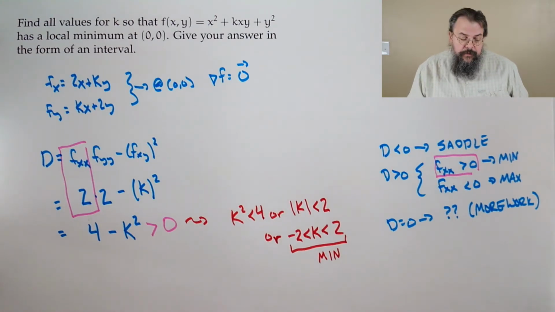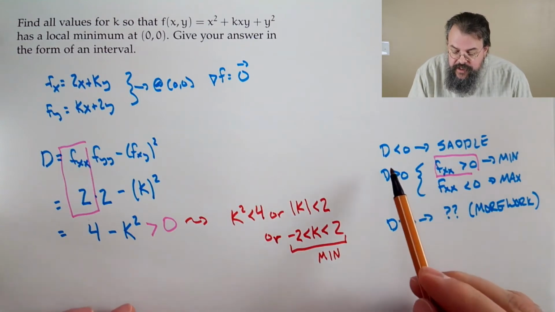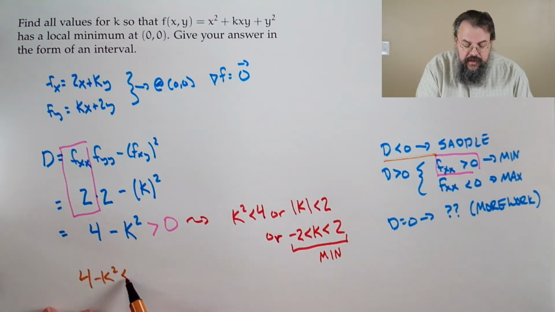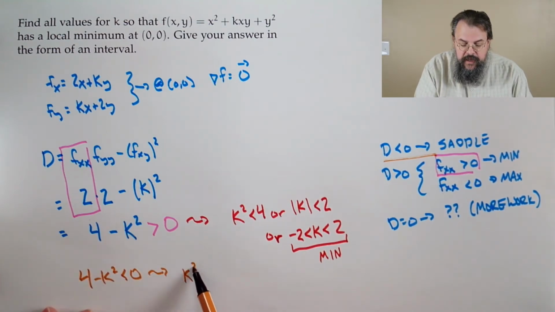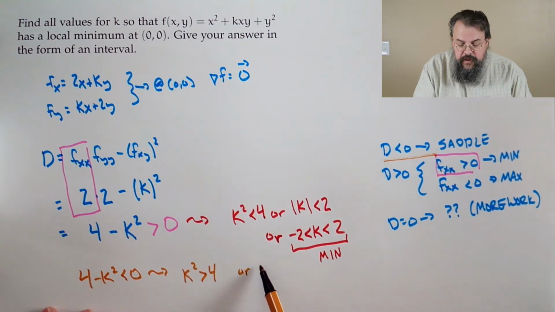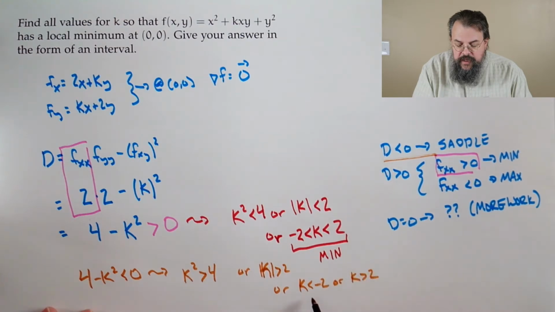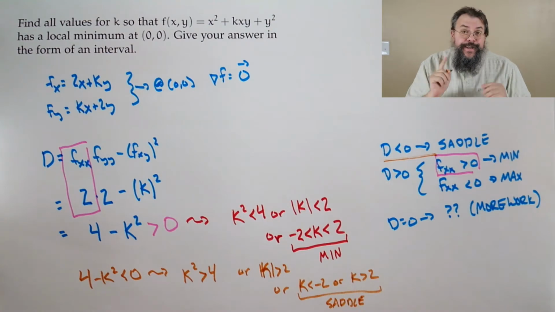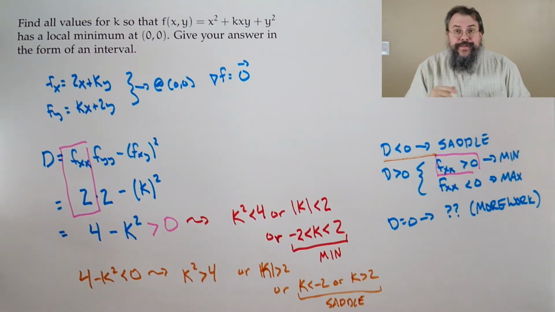Now, we can also rule things out. We can say, hey, if this value of D is ever negative, it's got to be a saddle. So if 4 minus k squared is negative, or another way to put that, k squared is greater than 4, or the absolute value of k is greater than 2, or we could say k is below negative 2, or k is above positive 2, then it's a saddle. And now you're like, perfect. We're done, right? Wait, hold on. Not quite, right? There's 2 points left. So we got to think about those 2 points. So what are the 2 points that are left?